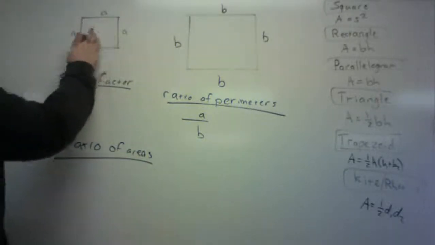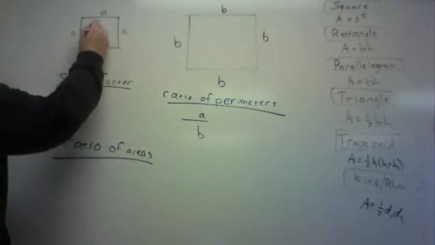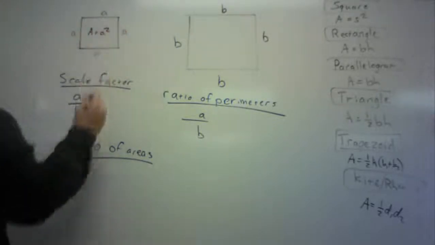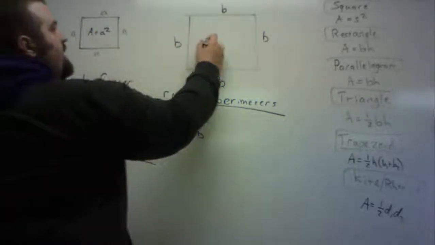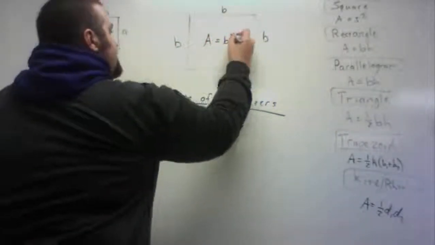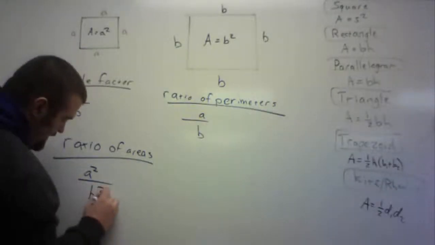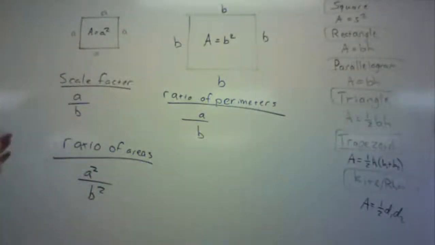Now, if I look at their areas, the ratio of areas, the area over here is a times a. Okay, so the area is a squared. So a squared for that ratio. The area over here is b times b, or b squared. So a squared to b squared. And I don't know how to reduce that, so I'm going to leave it that way.